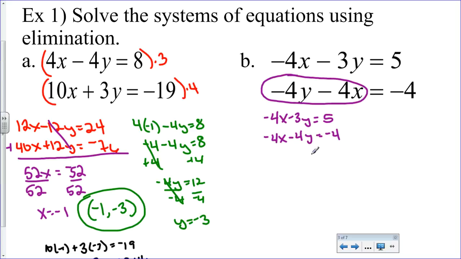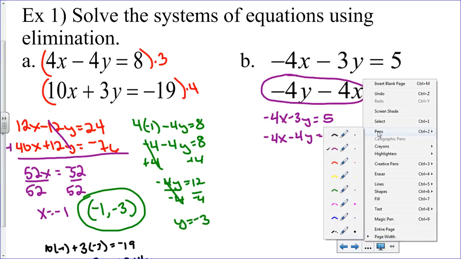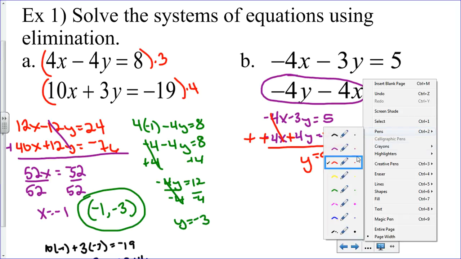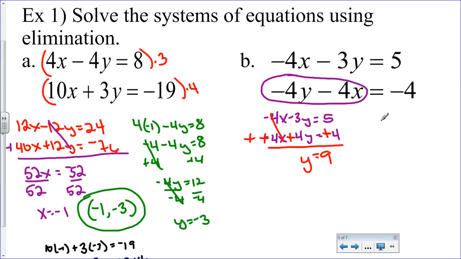Once I'm here, I can go ahead and use elimination. Notice that I already have 4's in front of my x's for the system of equations there. But since they're both negative, I need to change my signs in one of the equations, and it doesn't matter which one. Since all of these were negative, I changed them all to positive. Now, when I go to add, my x's cancel. Negative 3y plus 4y gives me 1y, and 5 plus 4 is 9. I'm going to go ahead and plug this back in to find my x value.